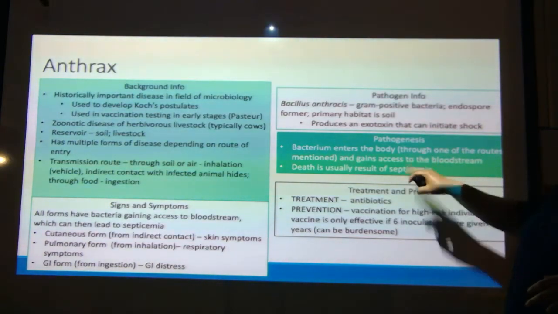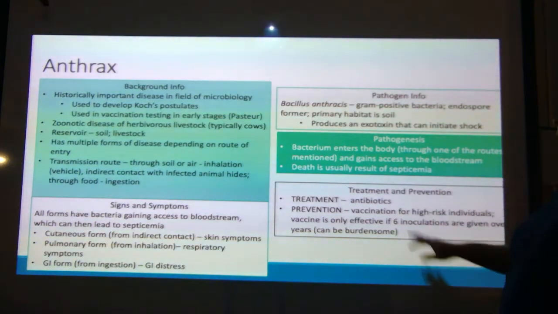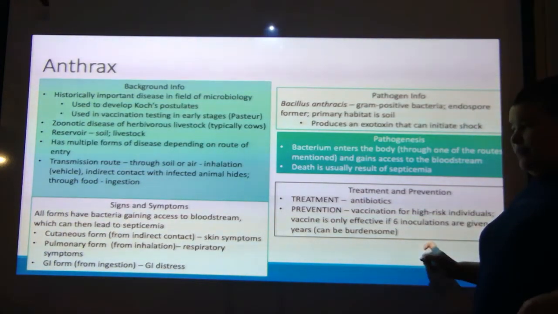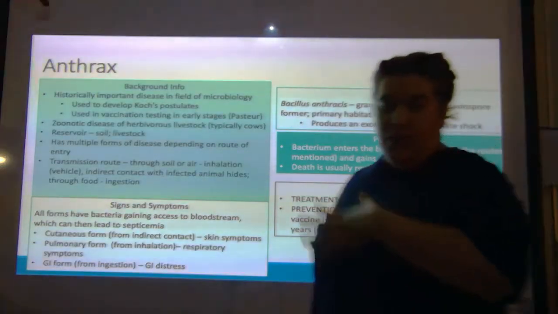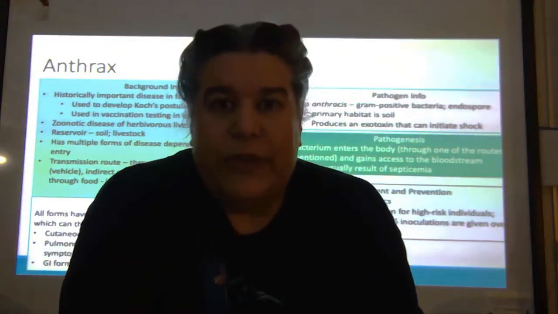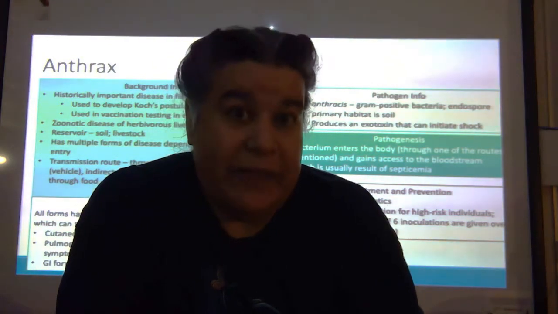The bacterium enters the body through one of these routes that I mentioned, and it gains access to the bloodstream. Death that occurs with anthrax is usually caused by septicemia. Treatment, antibiotics. Prevention, there is a vaccine for high-risk individuals. The issue with the vaccine, though, is how long it takes to get through the course of the vaccine. It takes about 1.5 years to get all of your inoculations for the anthrax vaccine for it to be effective.